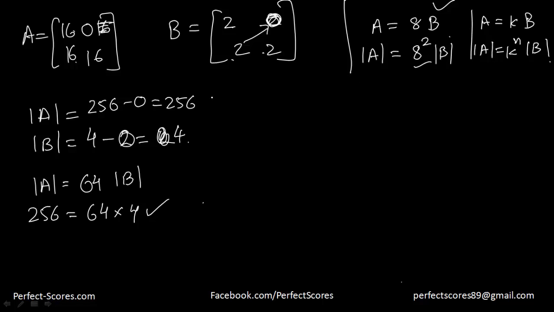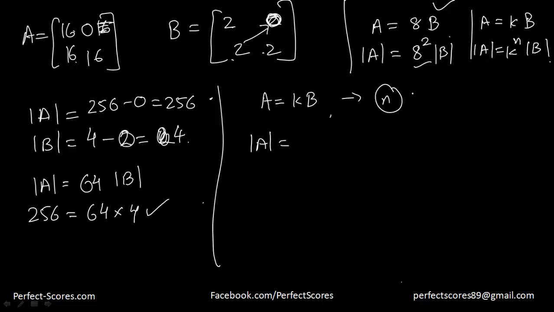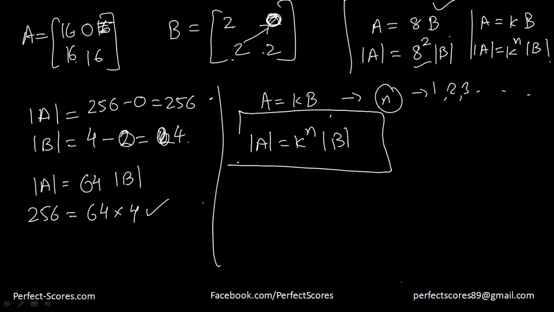So this is an important generalization: if A is equal to K times B, and they are of order n, where order means 1, 2, 3 and all the way, that means the determinant of A is going to be K to the power n times the determinant of B. So let's go ahead and end this video with an example of us trying to find the determinant of this.